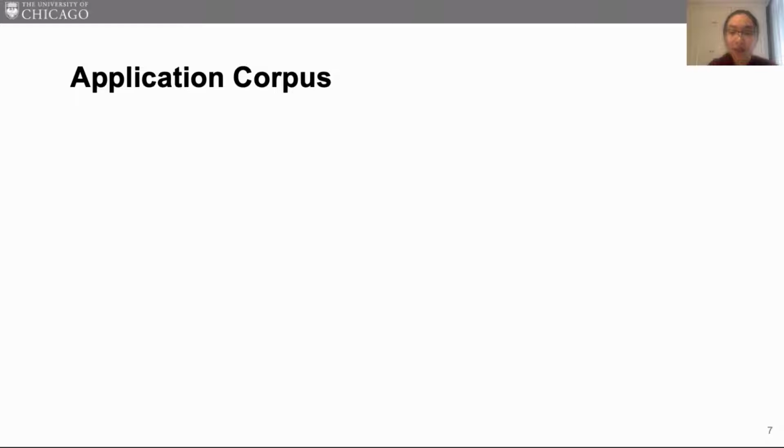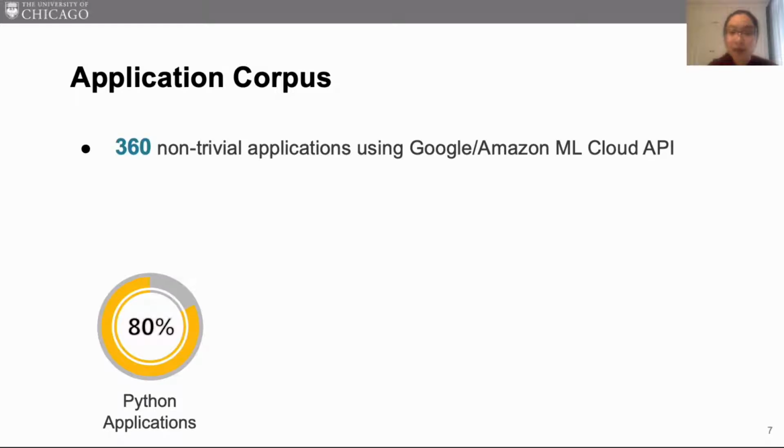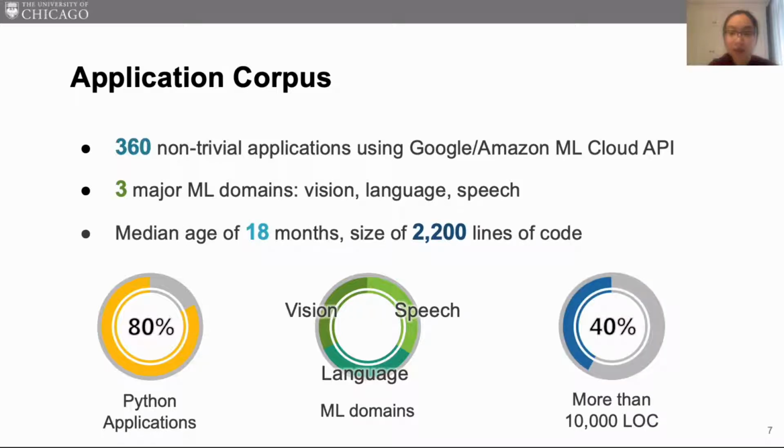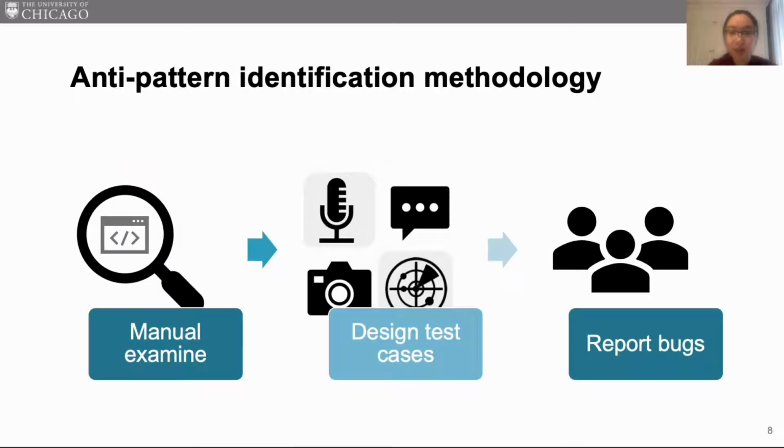For manual studies, we collect a suite of 360 non-trivial applications that use Google and Amazon ML APIs. Since there are many toy examples on GitHub, we manually confirm they each target a concrete real-world problem. These applications include 3 major ML domains: vision, language, and speech. The median age of them is 18 months. 40% of them have more than 10,000 lines of code. Because of the young age of ML API services, we must discover API misuses unknown to developers by ourselves.